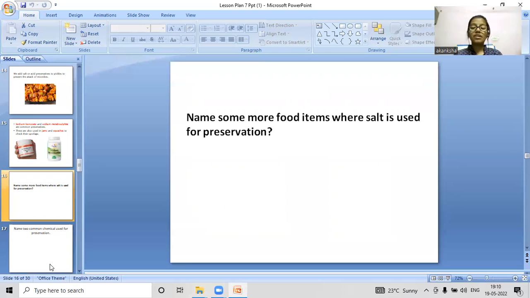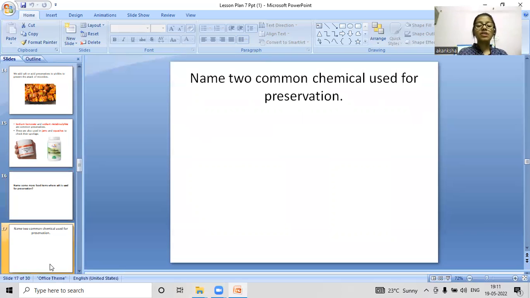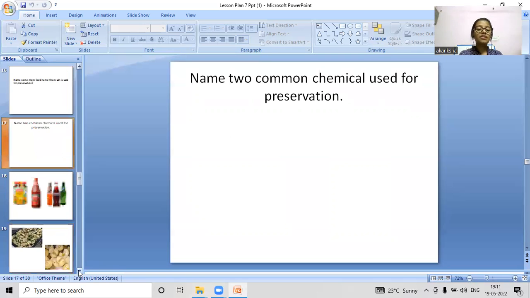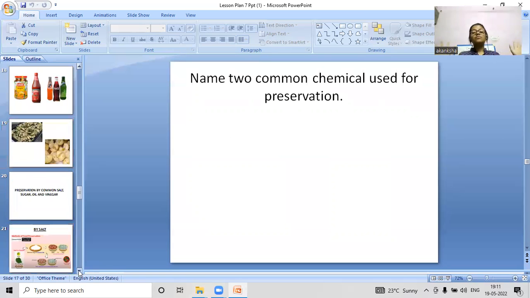Okay, so now we will see the next question. So here what you have to do is you have to name two common chemicals used for preservation. We just discussed right now. What were the two common ones? Yes, very good. First was sodium benzoate and second was sodium metabisulfite. Yes, very good. So these were the two chemical preservatives used for preservation. Okay, so now by this, our second topic for today is over. So now we will start our third topic.